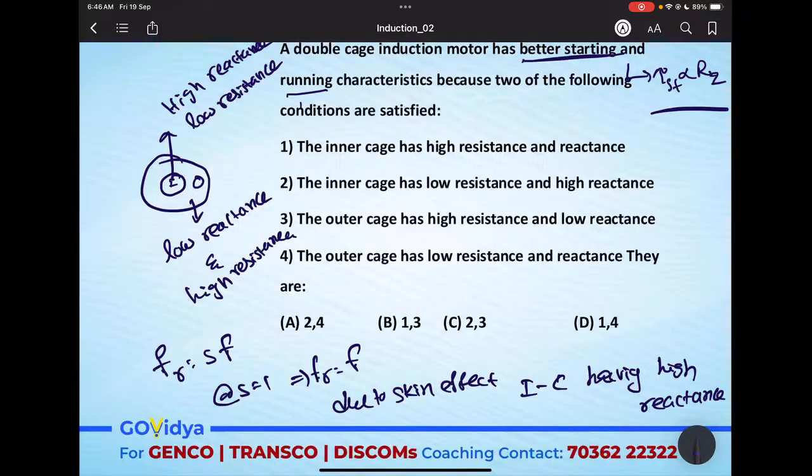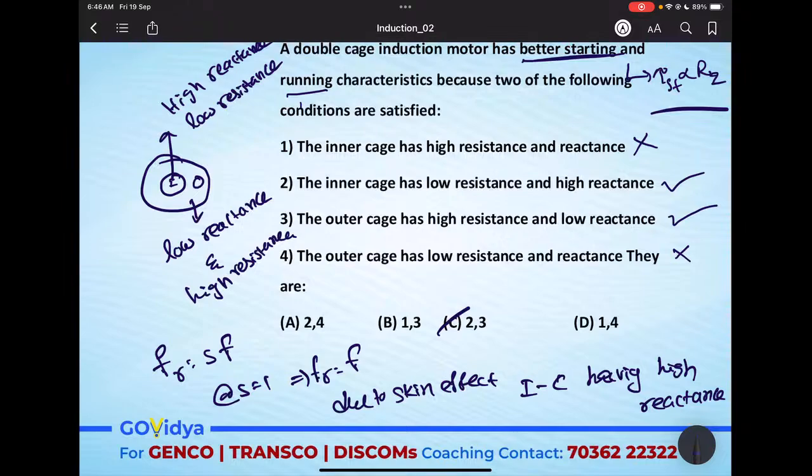So let's see the options. The inner cage having high resistance and reactance: no, it is not correct. Inner cage having low resistance and high reactance: yes, it is true. Outer cage having high resistance and low reactance: it is true. This is wrong. So our correct options are 2 and 3.